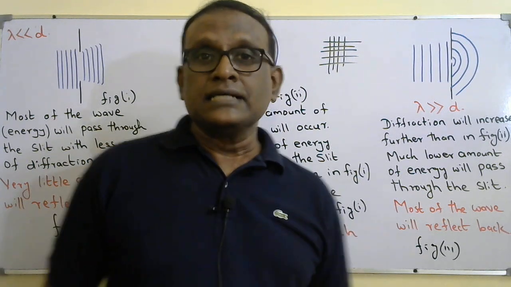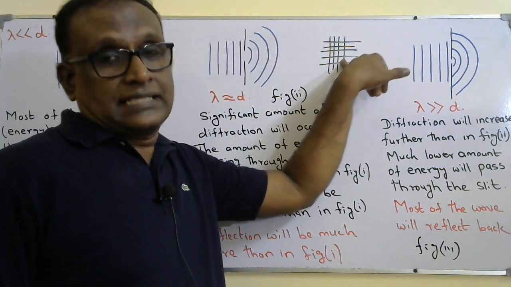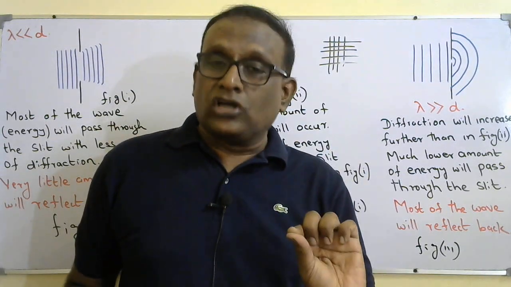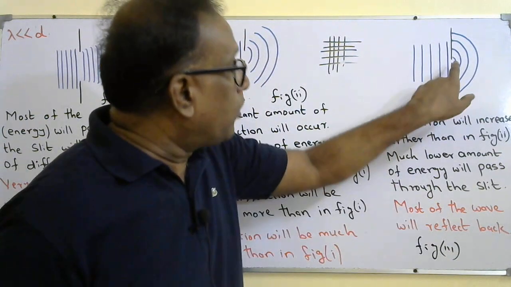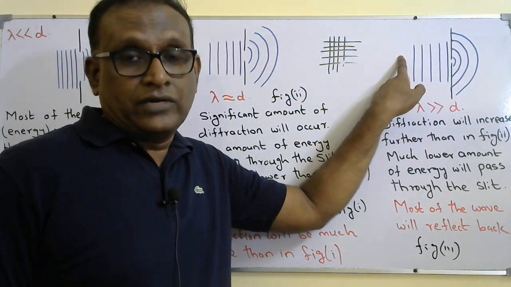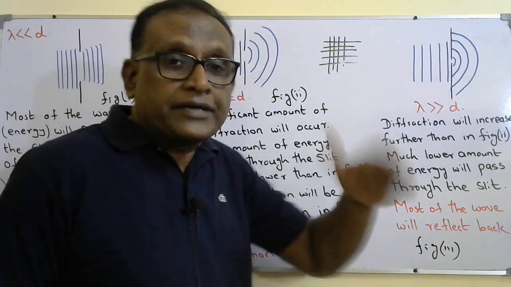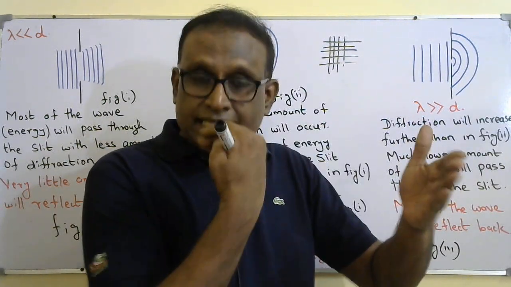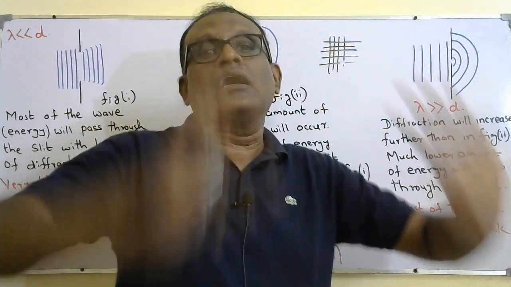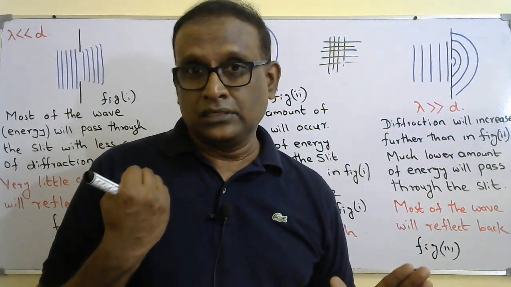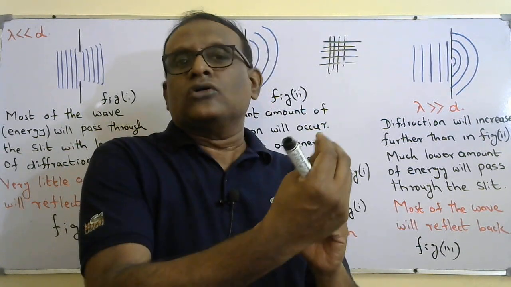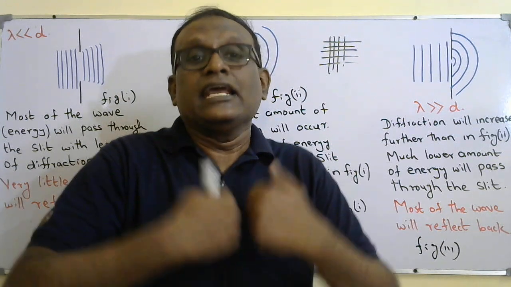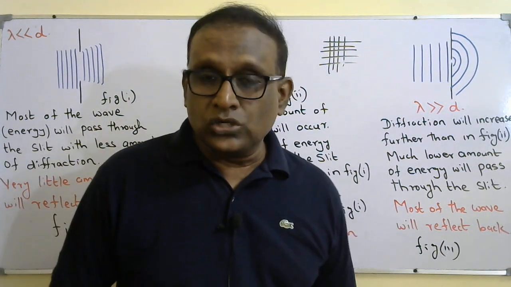So the size of the slit is much smaller than the wavelength of the microwave. So most of the microwave inside the oven will not come through the slit. They will be reflected back into the oven without coming out. Even if a very little amount comes, that will undergo much larger diffraction, so the intensity received by the user will be much lower.